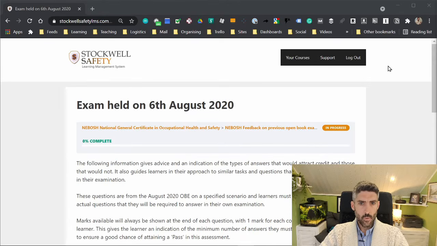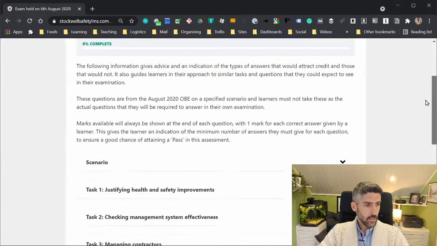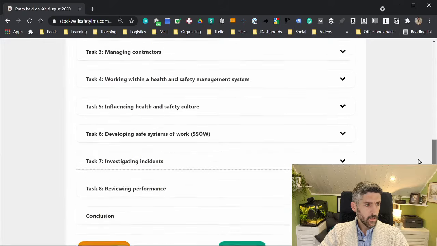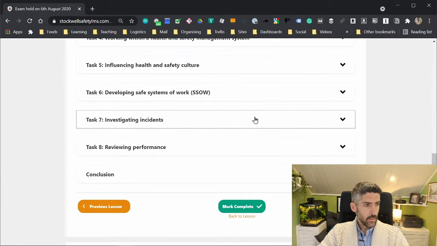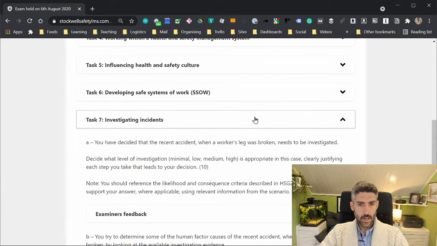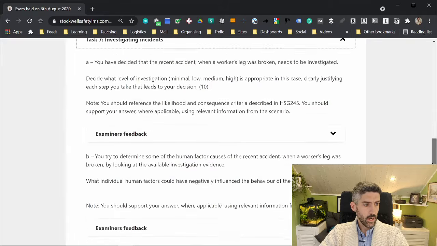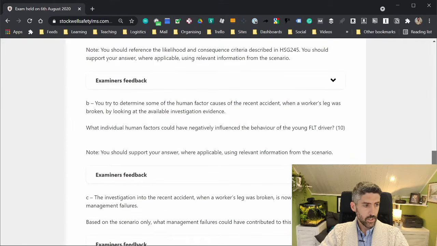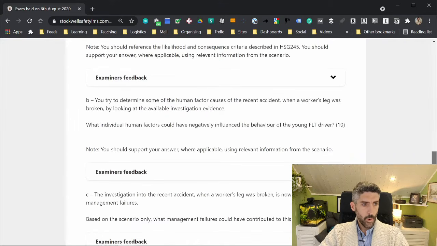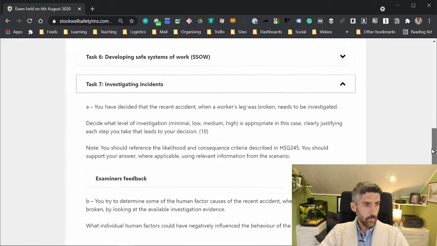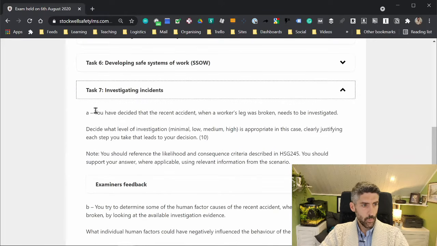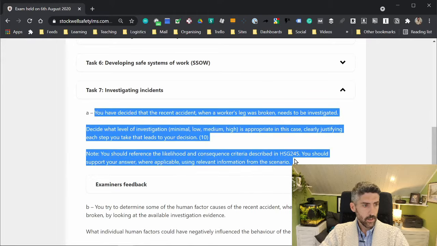In this video we're going to be tackling this question, investigating incidents. It's actually a 30-point question, so there's 3 parts to it, A, B and C, and there's 10 points available for each part. What I'll be going through is just part A for now, and I'll probably cover parts B and C in future videos.